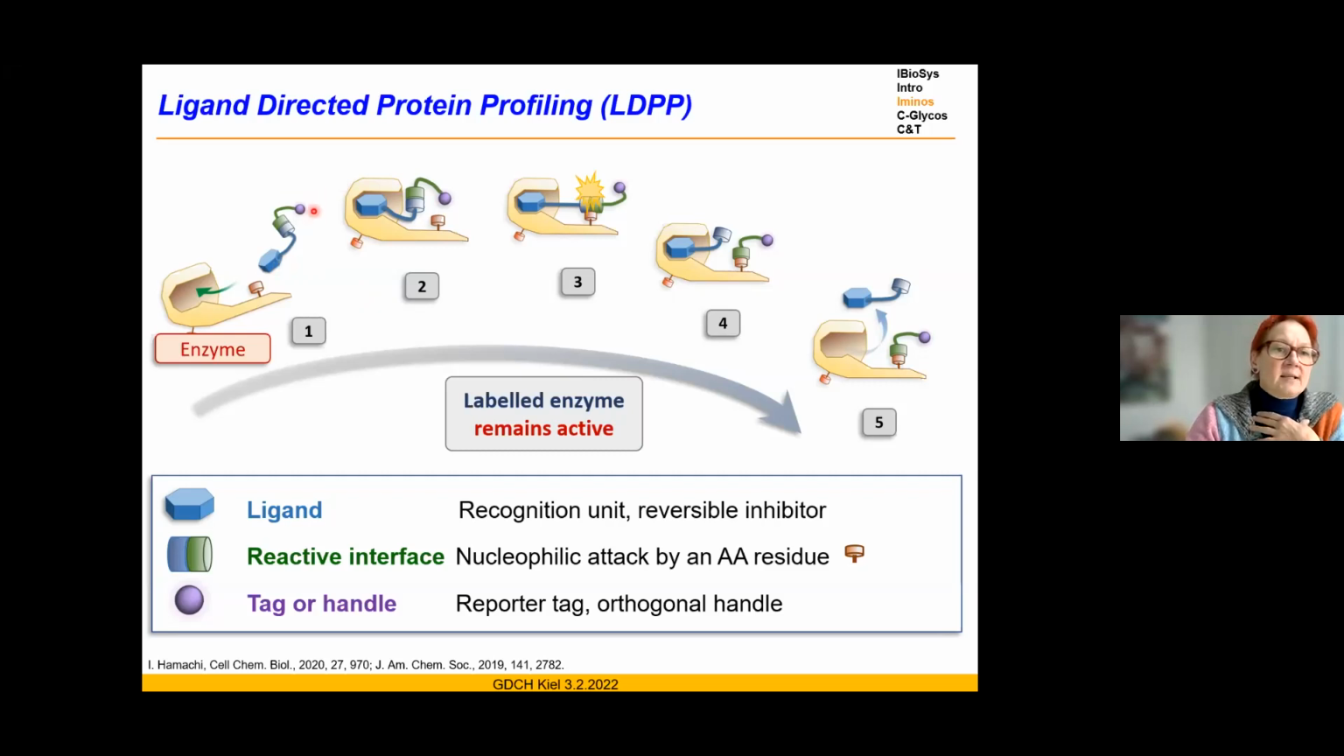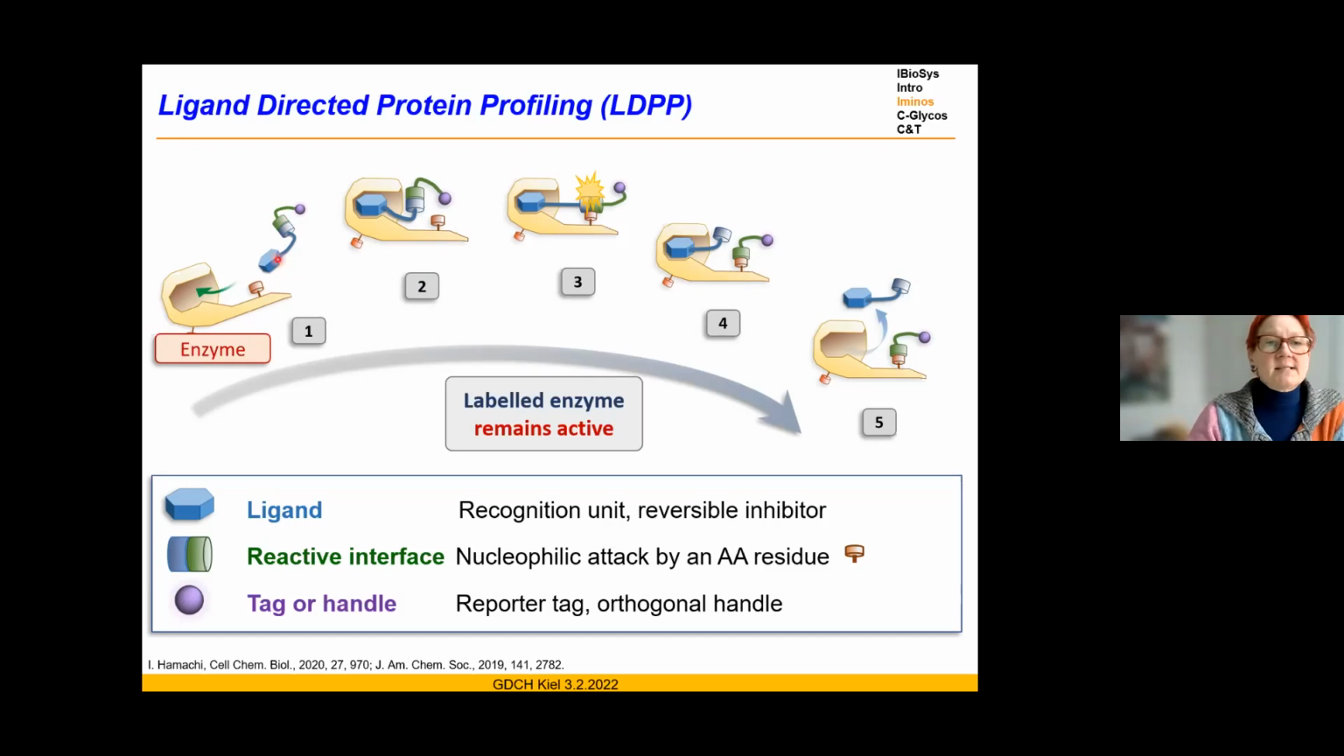And then we have again the tag hemisphere of the probe, which contains either a fluorophore reporter group or a ligation handle. And now we have a third compartment here, and this is a reactive group. And this reactive group is placed in the middle via a linker here. And this reactive group can be nucleophilically attacked by an amino acid, which is in proximity of the active site, not located in the active site, but in proximity.